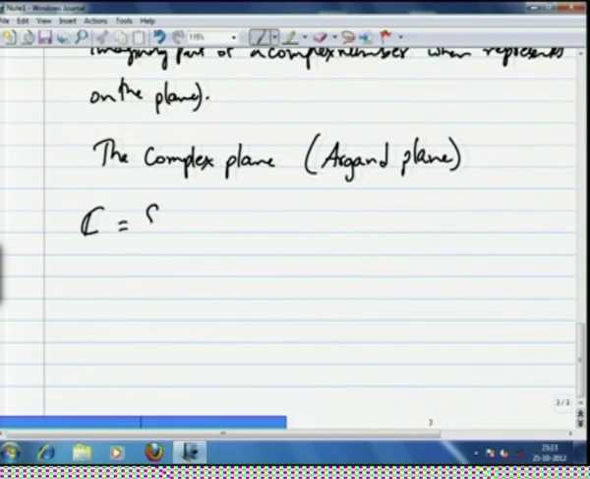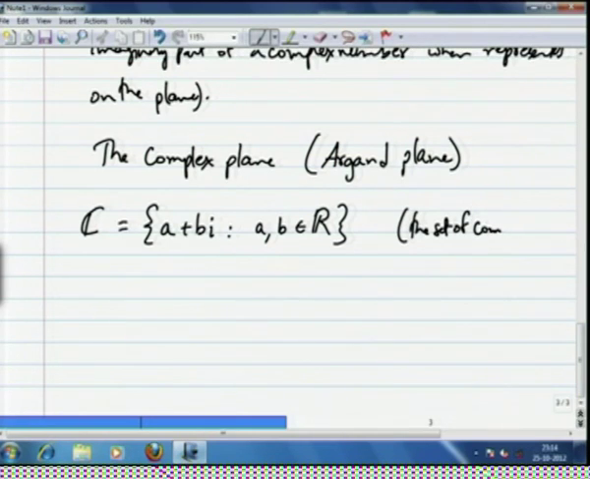C is the set of all complex numbers. It is the set of all a plus b I, such that a comma b are real numbers. And there is no repetition in writing a plus b I, a comma b belongs to R, because a plus b I is equal to c plus d I if and only if a equals c and b equals d. So, that is the set of all complex numbers.